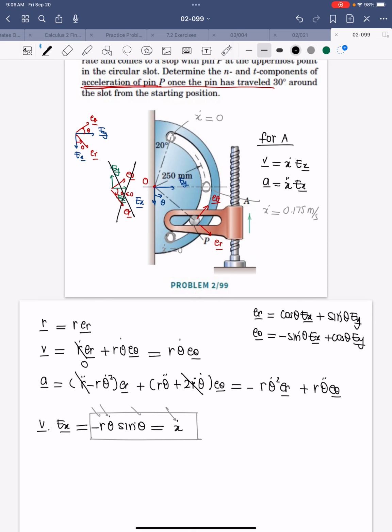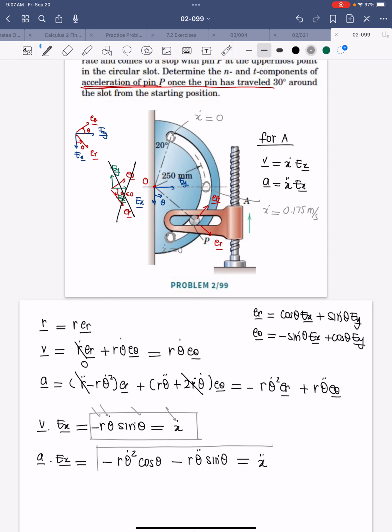But I remember that also the acceleration of P in the e_x direction should match the vertical acceleration of the slot A. So a dot e_x is minus r theta dot squared, e_r dot e_x is cosine theta, and then e_theta dot e_x is minus sine theta. So minus r theta double dot sine theta. That should be x double dot.